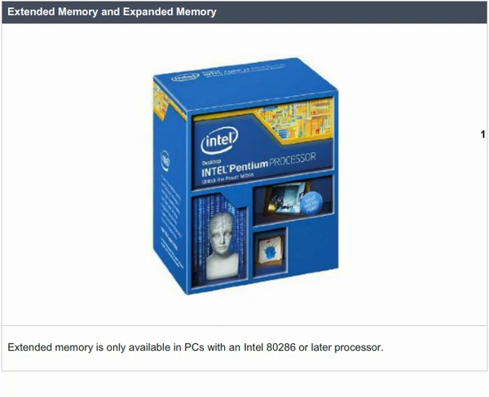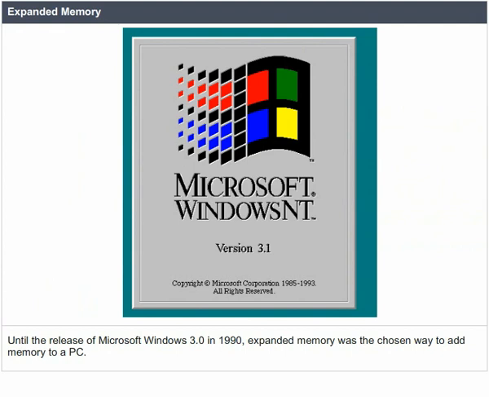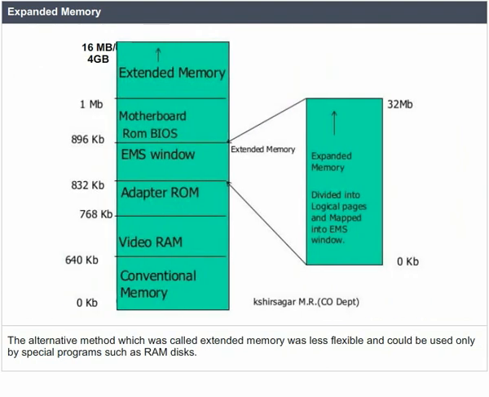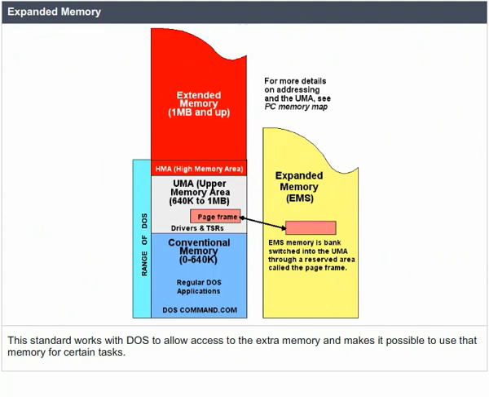In addition, with the extended form of memory, many systems are also able to support what is known as expanded memory. Until the release of Microsoft Windows 3.0 in 1990, expanded memory was a chosen way to add memory to a PC. The alternative method, which was called extended memory, was less flexible and could be used only by special programs such as RAM disks. The difference between extended and expanded is that the expanded memory is configured to meet a specific published standard known as EMS. This standard works with DOS to allow access to the extra memory and makes it possible to use that memory for certain tasks.